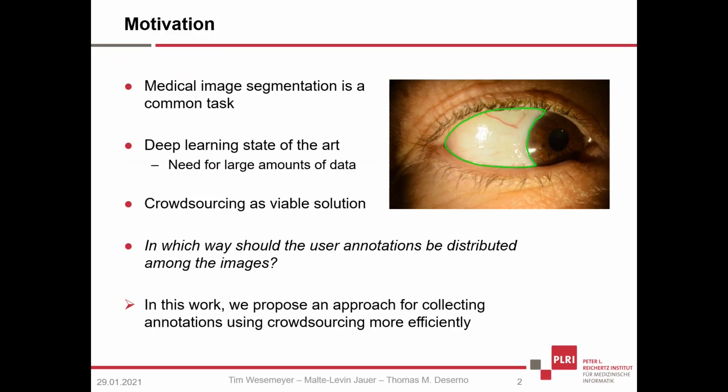Medical image segmentation with deep learning approaches is a common task nowadays that needs large amounts of data in form of annotations. So how do we obtain those annotations? One promising solution is crowdsourcing. While this is a good solution, there are open questions like, in which way do I want to collect the annotations? In which way should the user annotations be distributed among the images? So, in this work, we propose an approach for collecting annotations using crowdsourcing more efficiently.